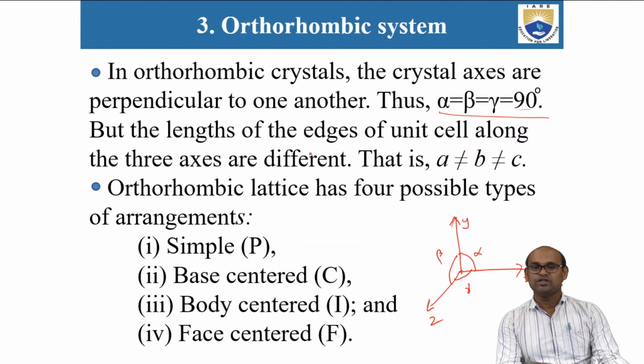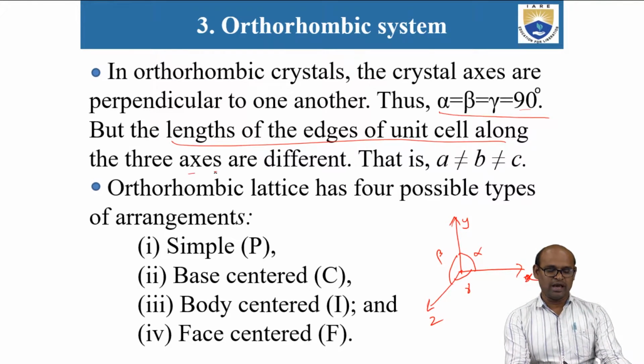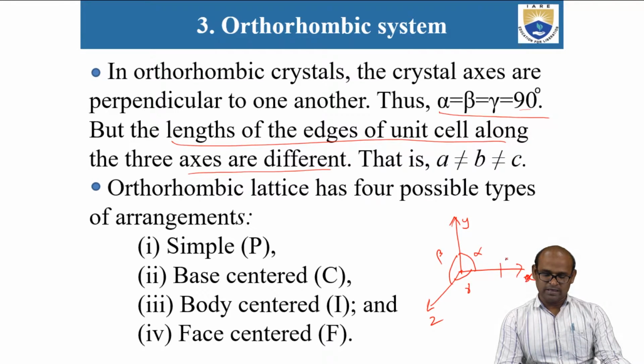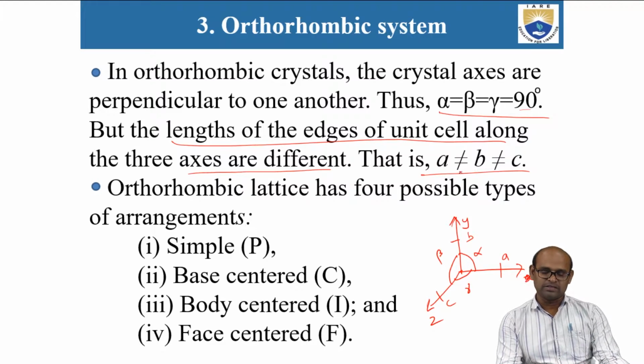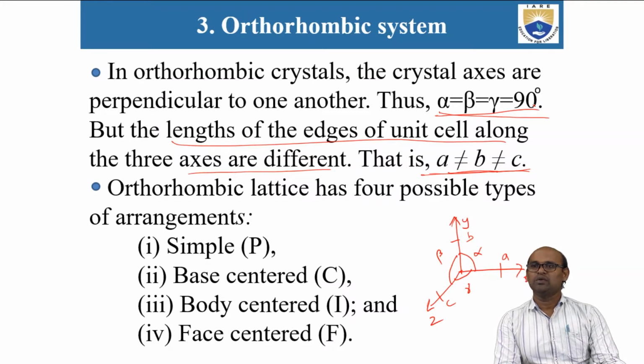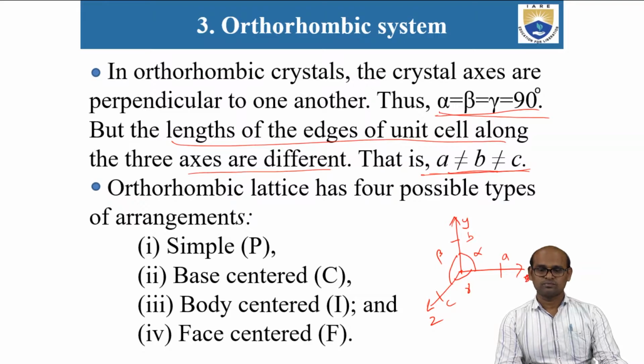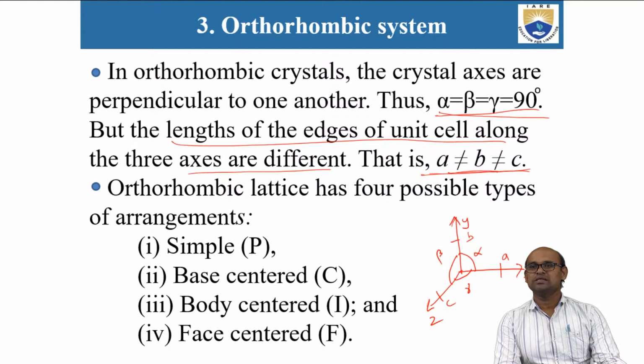But the lengths of the edges of the unit cell along the three axes are different. So if I take A along X, B along Y, and C along Z, the axial lengths are different. So A is not equal to B is not equal to C. The condition for the orthorhombic crystal system is that all the axial lengths are different, and the angles alpha equal to beta equal to gamma equal to 90 degrees. And the orthorhombic lattice has 4 possible types of arrangements.